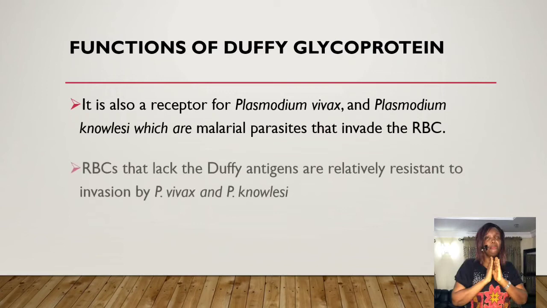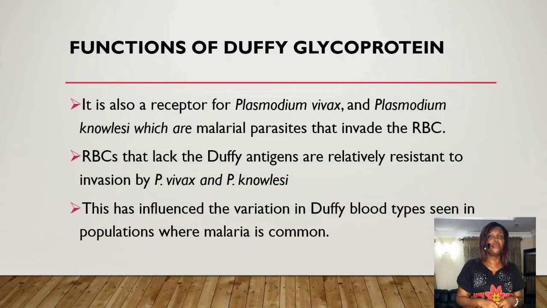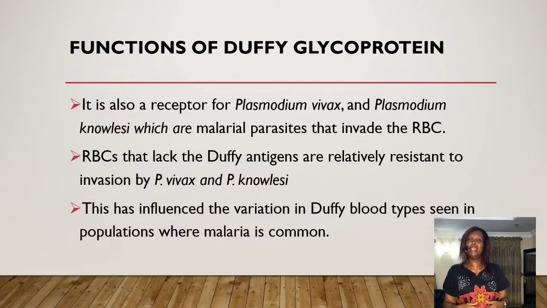Another important function of the Duffy glycoprotein, in addition to being a chemokine receptor, is that it also serves as a receptor for Plasmodium vivax and Plasmodium knowlesi, which are malaria parasites that invade the red cell. Duffy antigens serve as receptors for the malaria parasites Plasmodium vivax and Plasmodium knowlesi.